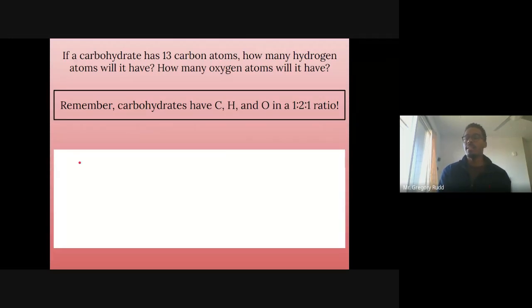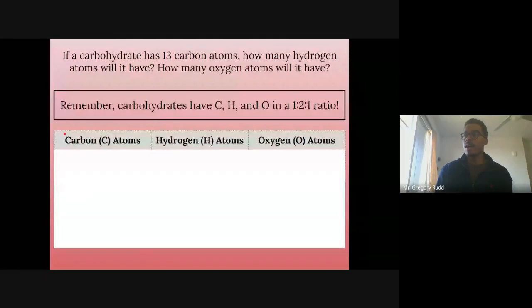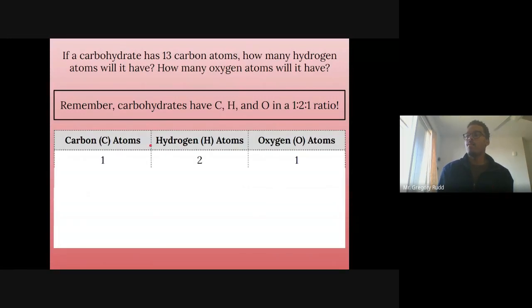So what exactly does this mean? Let's take a look at it. I've got a column for my carbon atoms, a column for my hydrogen atoms, and a third column for my oxygen atoms. So if they're in a 1 to 2 to 1 ratio, this is what that means. If I have one carbon atom, I must have twice that number of hydrogen atoms, aka 2 hydrogen atoms. And I have that same number of oxygen atoms.